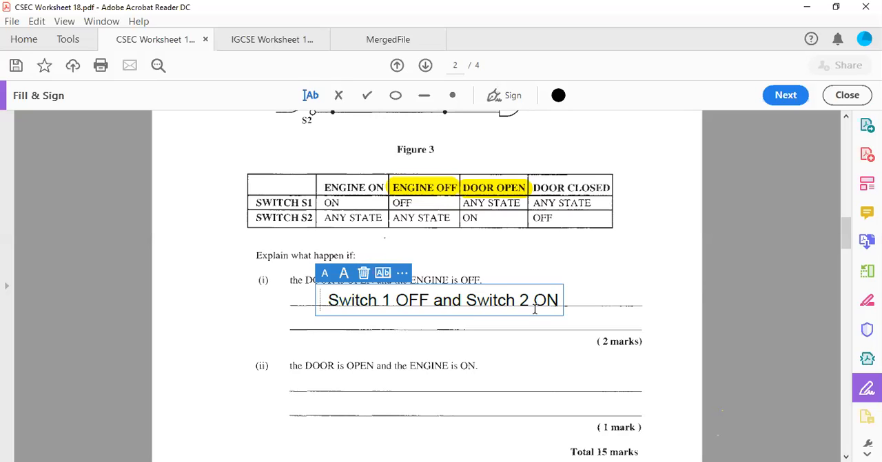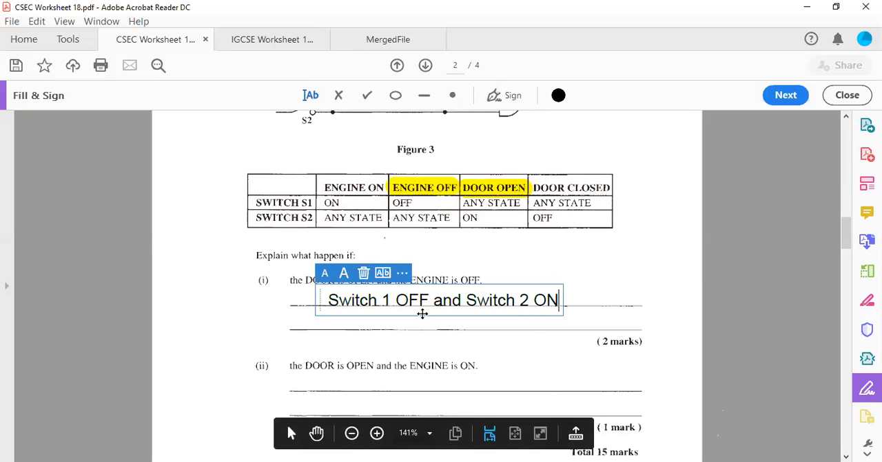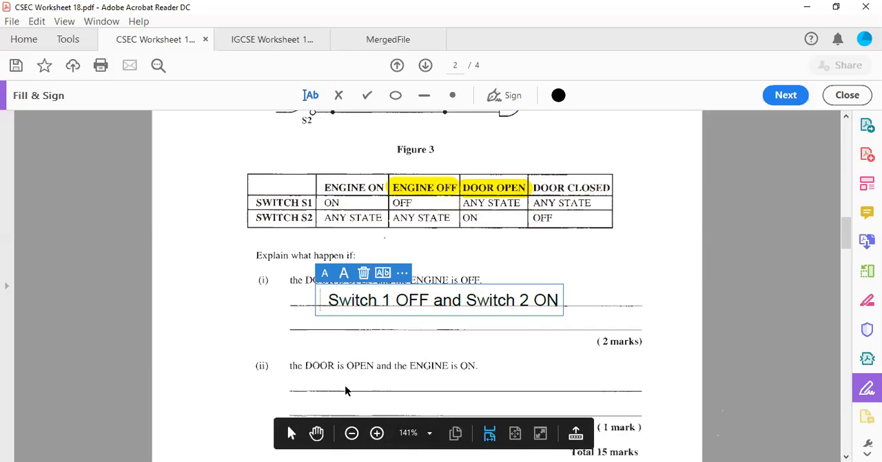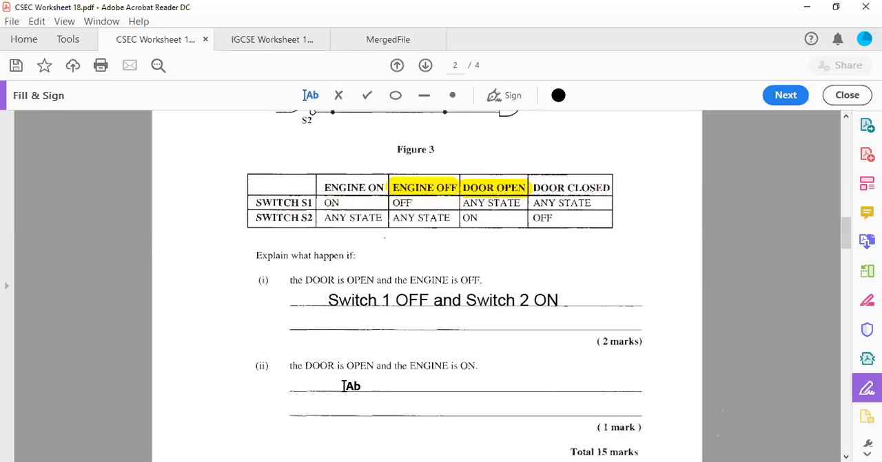Good. So for the engine to be off, from the table, switch 1 must be off and switch 2 must be on. Everybody understand that part so far? Because of the covered label on the table. Everybody okay with figuring out which switch is going to be on and which switch is going to be off?